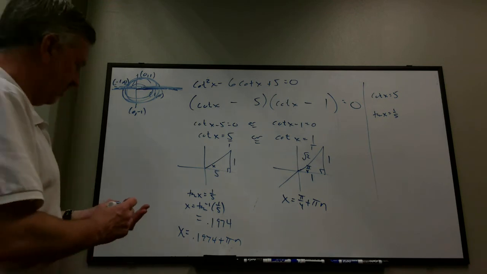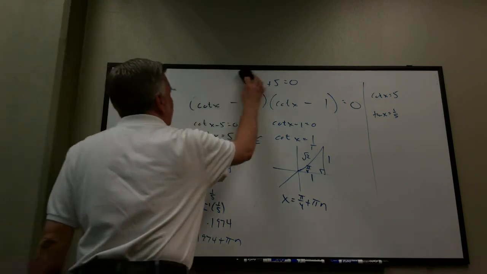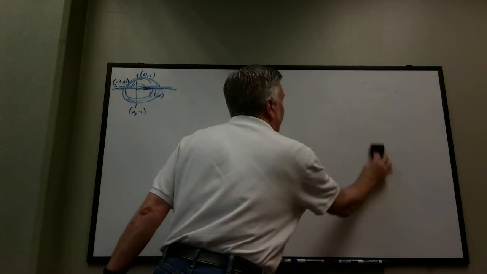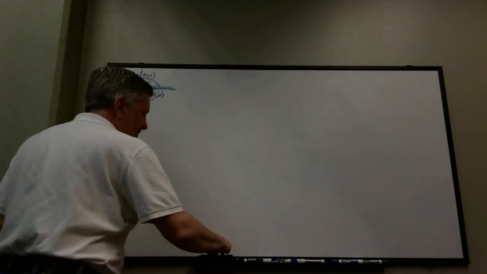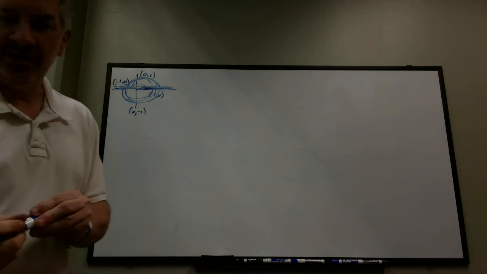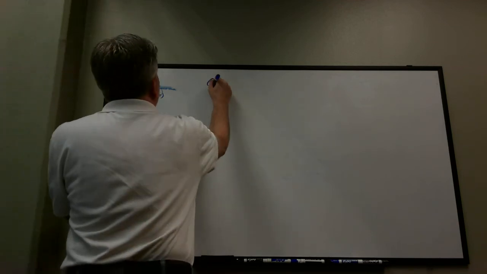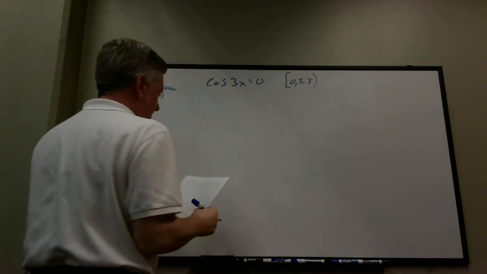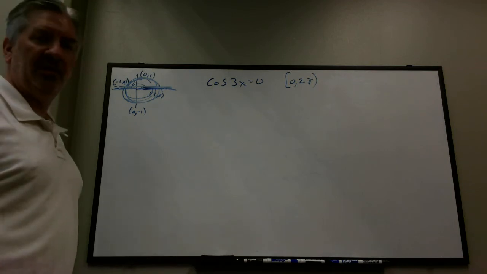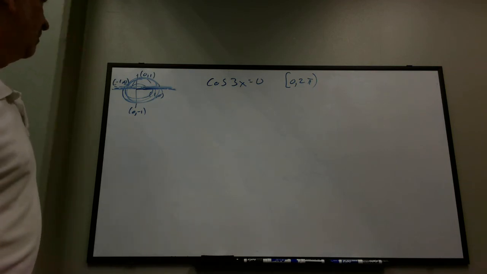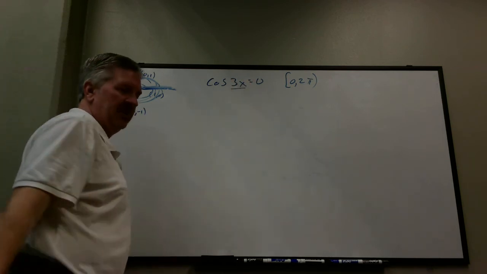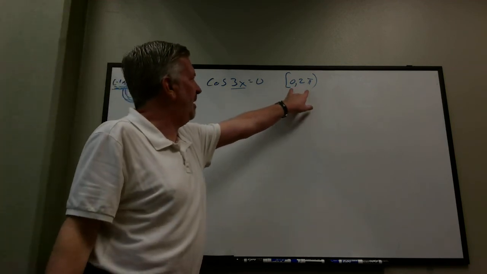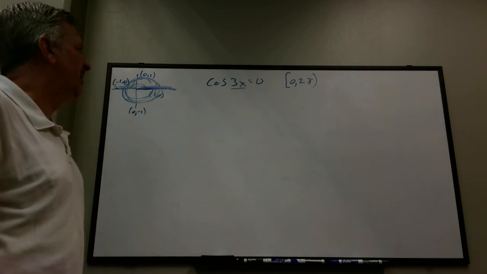Now the next problem is slightly different, because the angle that's given is not just x. The next one says solve the equation cosine 3x is 0 on the interval 0 to 2 pi. So we're back to finding all the solutions in the first revolution. Notice this is a multiple angle: it's not cosine x, it's cosine 3x. When they say on the interval 0 to 2 pi, they're referring to x. x is between 0 and 2 pi.